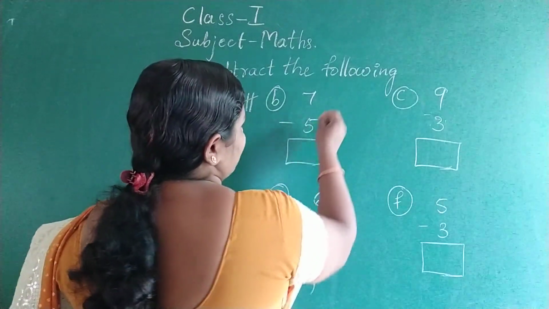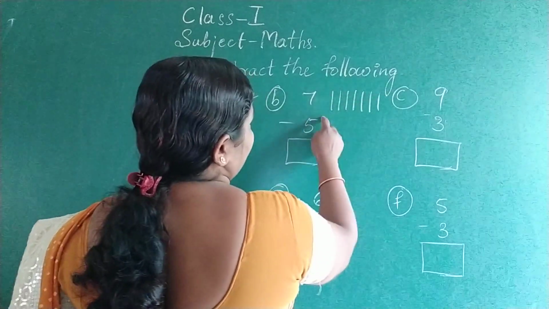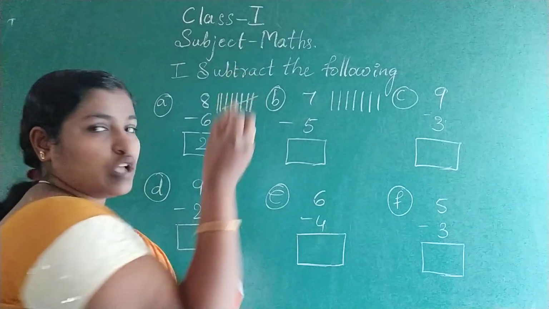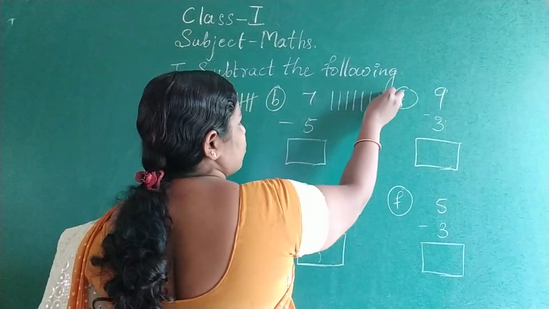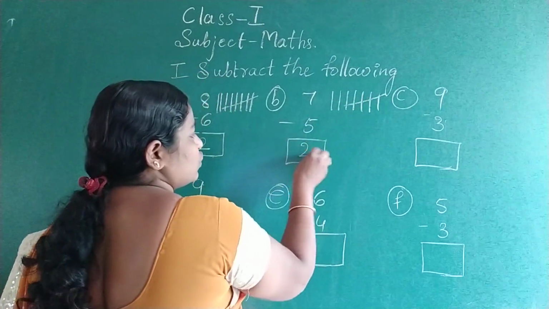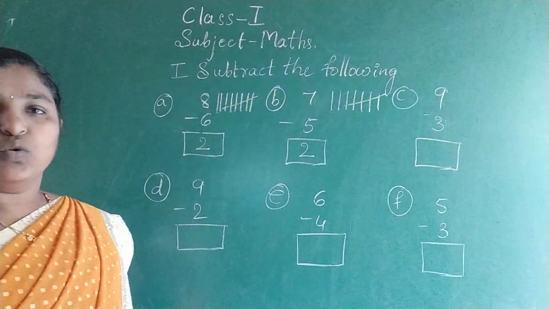7 minus 5. So draw 7 lines. 1, 2, 3, 4, 5, 6, 7 lines, and cross out 5 lines. 1, 2, 3, 4, 5. How many are remaining? 2. So the answer is 2.